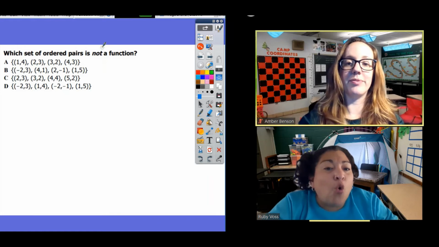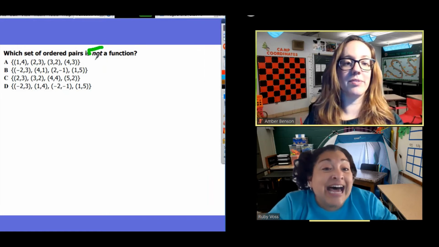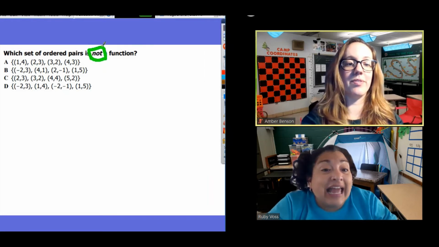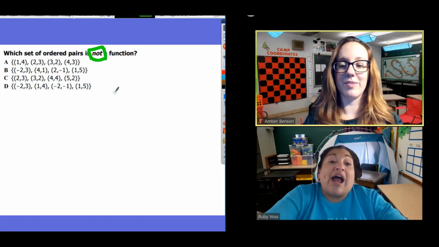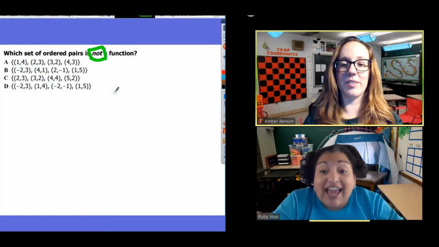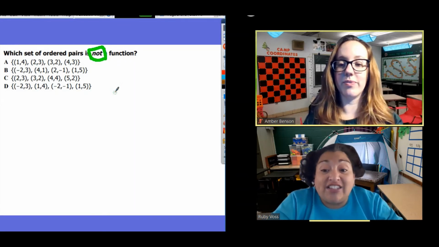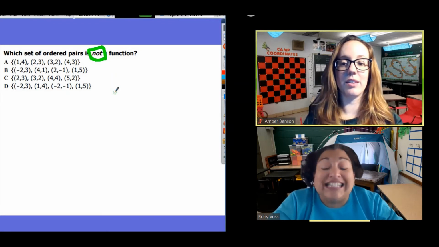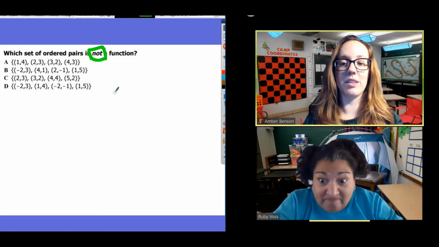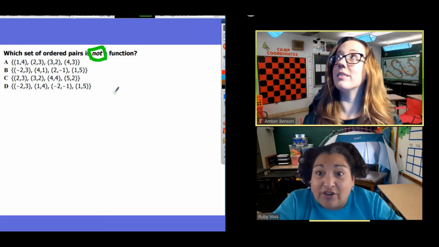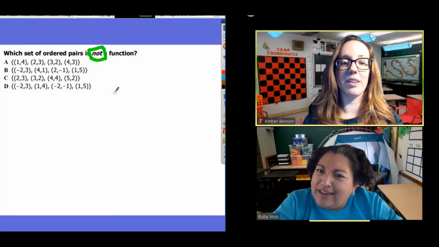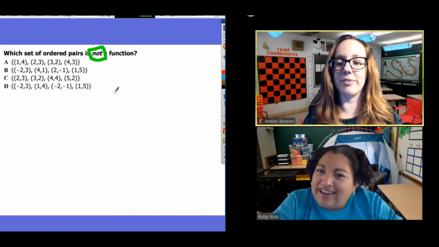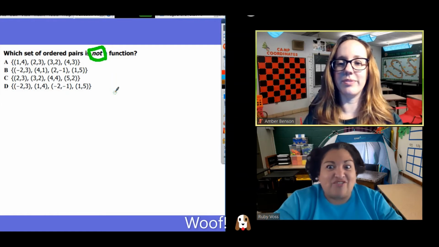Which set of ordered pairs is not a function? All right, to be a function, every single x value has to be different. Okay? Y values don't matter. Did I do that right? Yeah, that's right.